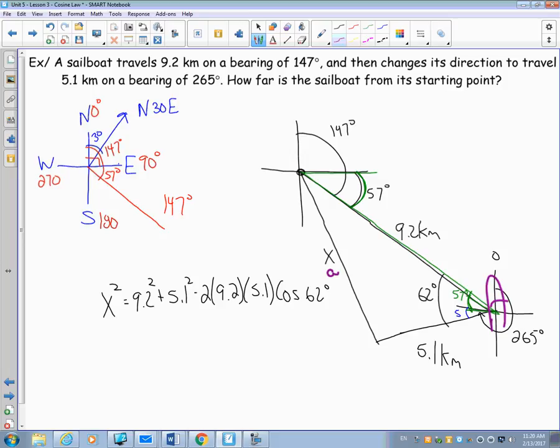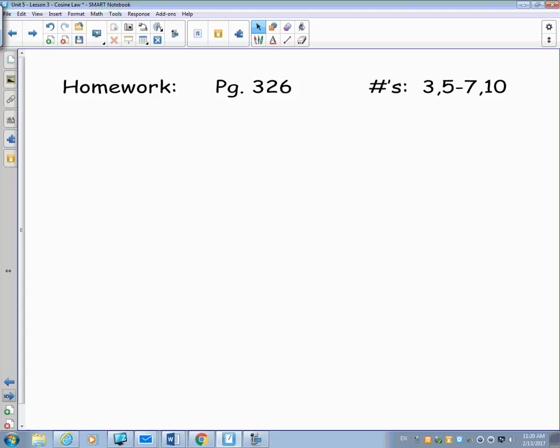All into our calculator, then square root it. We'll get 8.16 kilometers. And that's the end. Okay, reminding us some things about the cosine law, how we can use it, solve some simple problems.